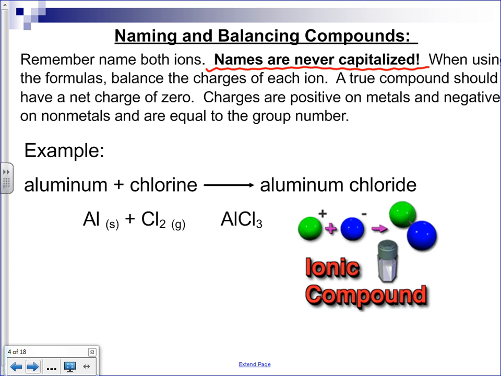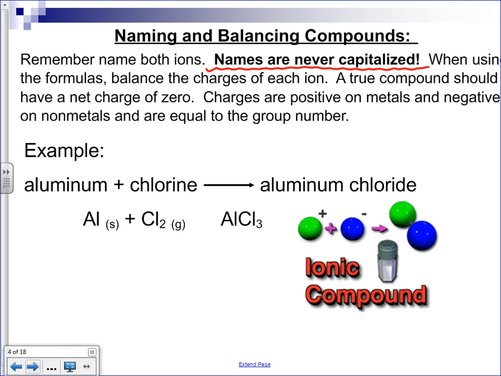All right, so when we're using the formulas, we'll talk about balancing the charges here in just a minute. A true compound should have a net charge of 0. When we looked at sodium and chlorine, one of them was positive, one of them was negative. Did it end up being 0? That whole compound?